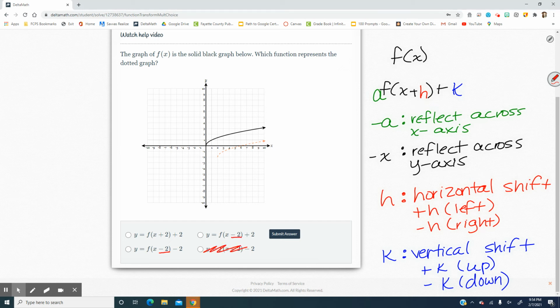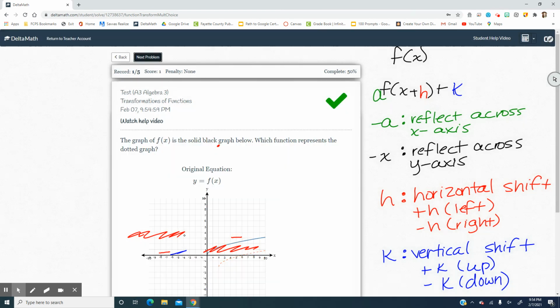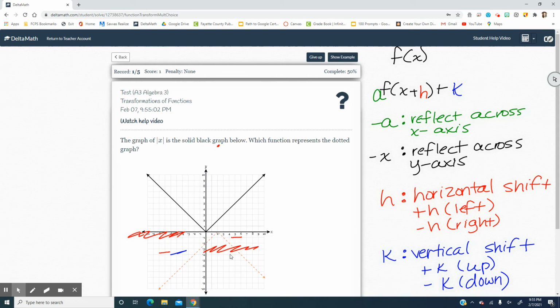So it's not this one. It's not that one. Okay? So that would go right 2. And then I need it to go down 2. So down would be minus K, so minus 2 outside the parentheses. Minus 2 right here. Looks like I need to pick that one. So let's see. Correct.